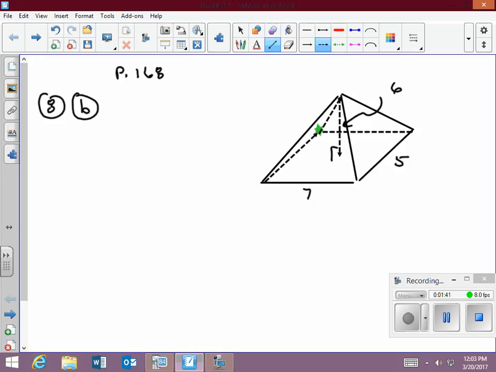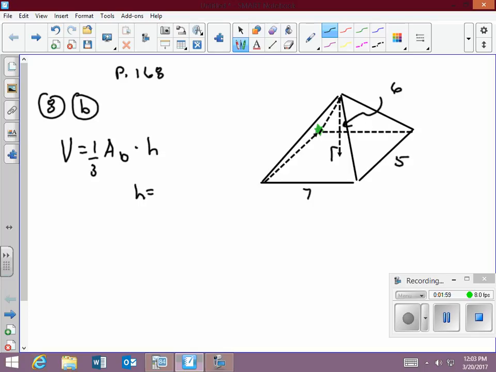So the formula of the volume is the area of the base times 1/3 times the height. And the height is 6. And the area of the base is length times width, right?